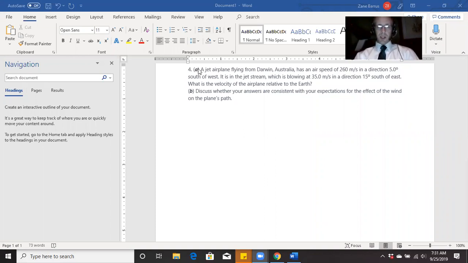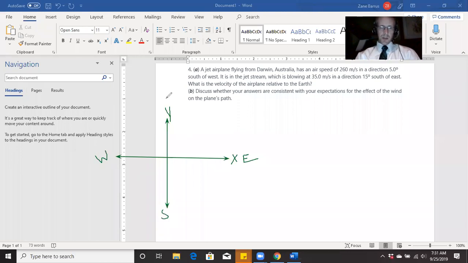So this problem says this: a jet airplane flying from Darwin, Australia has an airspeed of 260 meters per second in a direction 5 degrees south of west. Okay, so I'm going to draw a picture to represent this so far. So here are my axes. Okay, we know that on your axes, this is your x-axis, this is your y-axis, obviously. But since we're dealing with an airplane problem, let's treat this as a compass rose. So this is east, this is west, this is south, this is north up here.